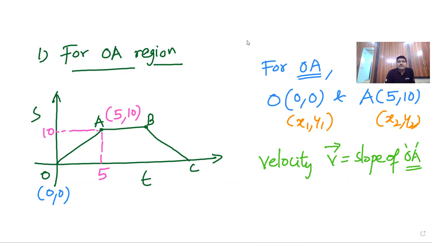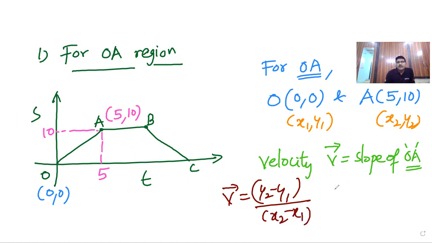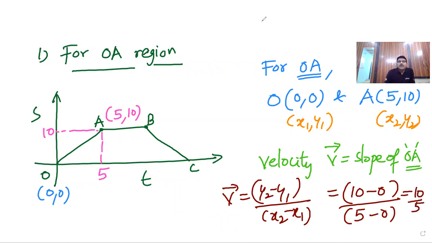Clear? Slope of OA line. So V bar is equal to slope. What is slope? Y2 minus y1 by x2 minus x1. So y2 is 10, and y1 is 0, by x2 which is 5, minus x1 which is 0. So 10 by 5. Clear? It becomes 2. So v bar, the velocity vector, is 2 meter per second.